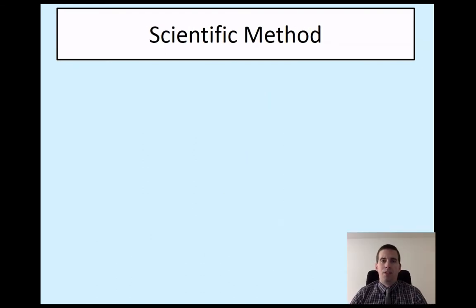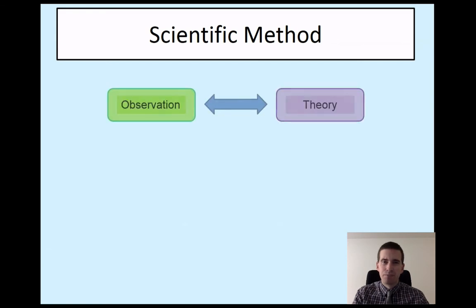So, before we get into the bits and pieces, let's think about what the scientific method actually is. A simple way of thinking about science is trying to find a link between observation and theory. We've already mentioned observations of the natural world around us. And science is a way of trying to bridge the gap between what you observe and how it works, the theory of how it works.